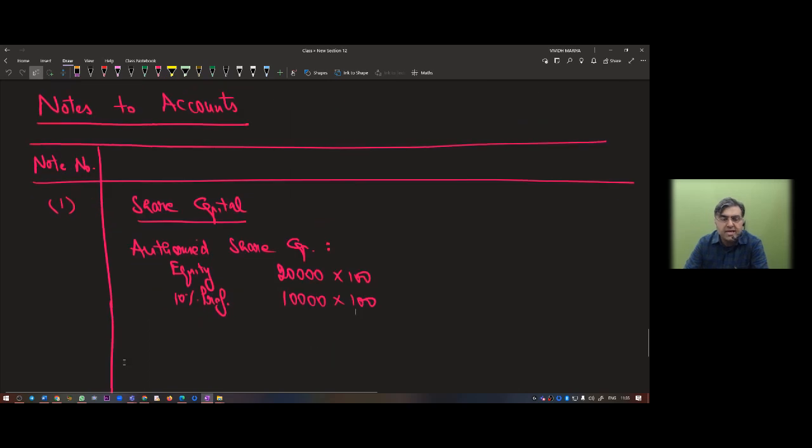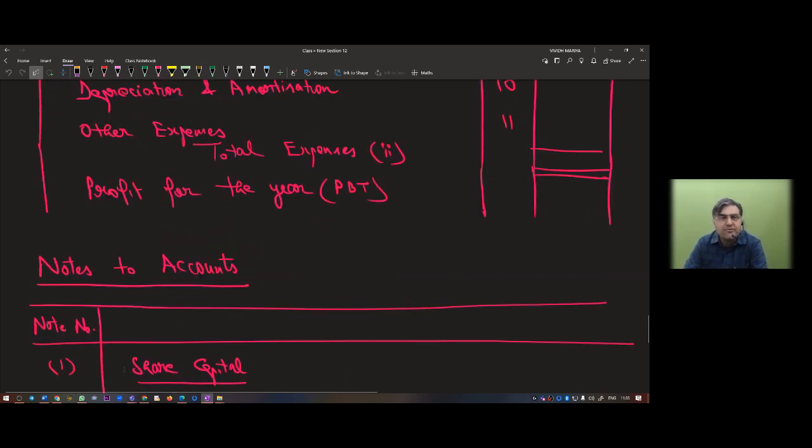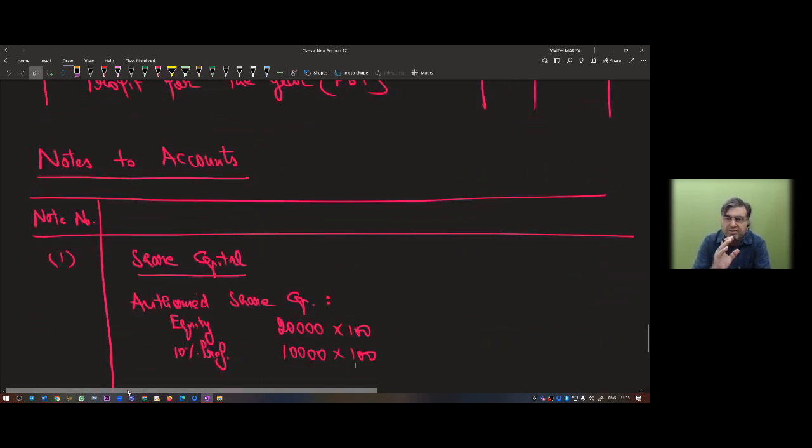Let's do one thing. We start with the notes to accounts, after which we will have a stoppage here. We'll first discuss among ourselves any doubts till now. Then we'll start the next part.